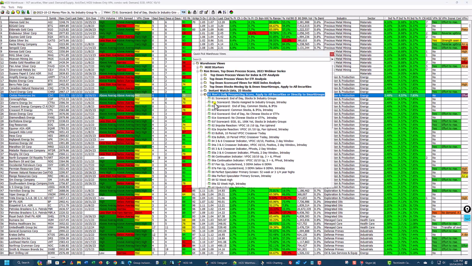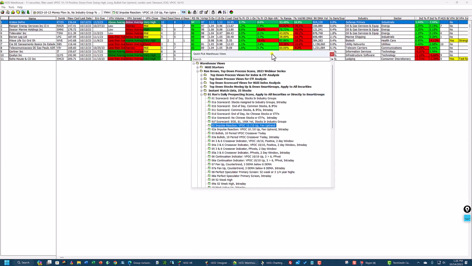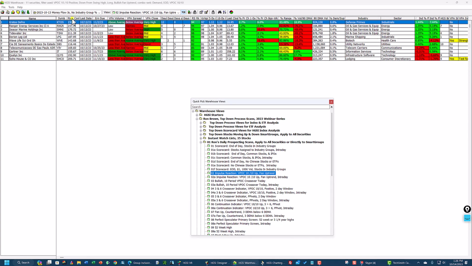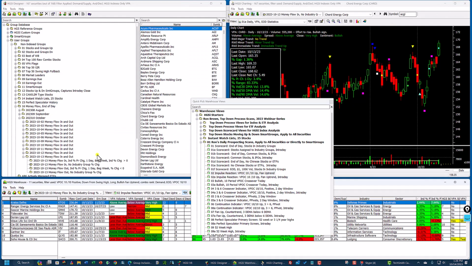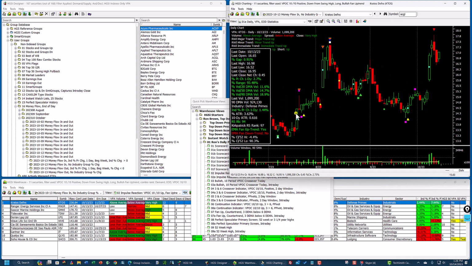I'm going to go into my daily prospecting scans, and I'm going to look for, first of all, this impulse reaction. These are stocks that have pulled back a little bit from their 52-week, not their 52-week, from a recent high, and see if there are any decent looking trades. Here you have a double top to worry about. You can see it pulled back from the high. Probably going to have trouble getting through there.